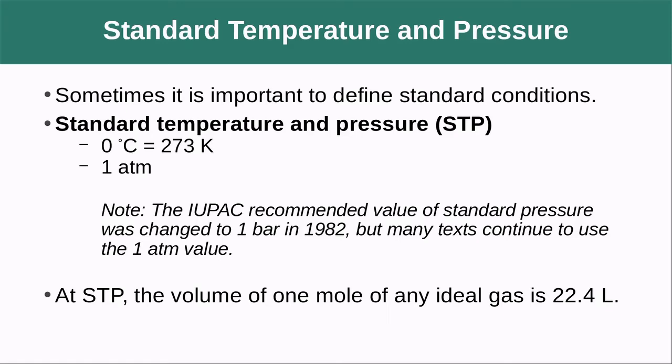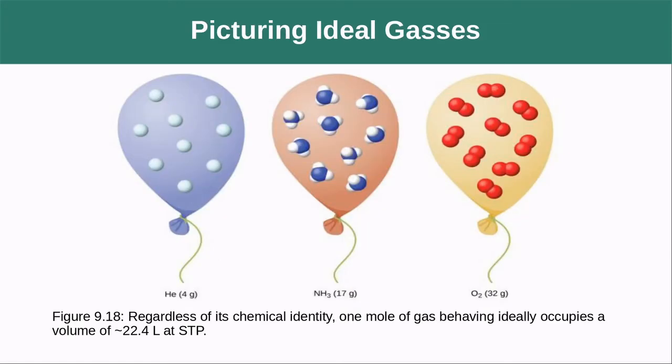At STP, the volume of 1 mole of ideal gas is 22.4 liters. So we can picture that here where we have all of these balloons. They're all under standard conditions. They all are exactly 22.4 liters, but each one contains a different mass of atoms because each one of the atoms weighs a different amount.